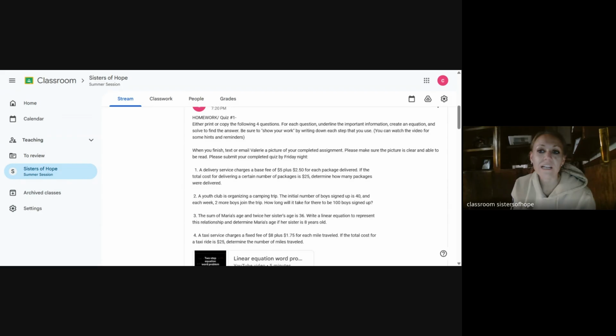You're going to create an equation like we were just doing with the variables, an N or an X or something that represents whatever it is you're trying to answer for. And then you're going to solve to find the answer. And what I want to make sure that you do, please, please, please, is like I have been doing, show your work. Show me each step that you do, so that if you get the wrong answer, I'll be able to figure out where the problem is so we can go back and backtrack.